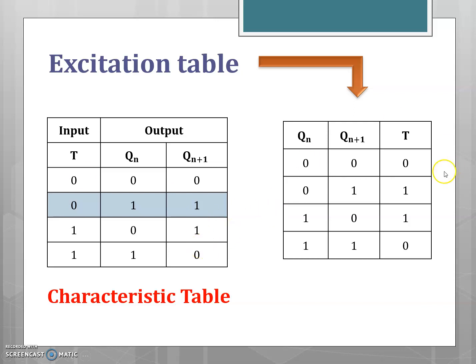So if I observe in this table, when the toggle input is 0, the next state and the present state are the same. It is no change. And for the toggle input equal to 1, the next state is a complement of the present state.